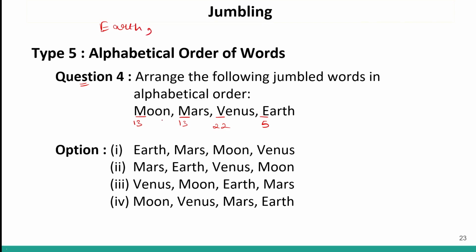Now we have to see whether Moon comes first or Mars comes first. That means we'll move on to the next letter, the second letter. So second letter is O, which is 15, and here we have A, which is 1. So obviously 13 1 will come before 13 15. So the next word will be Mars. Then we'll get Moon, and then we'll get Venus. So our correct answer will be Earth, Mars, Moon, Venus, which is given in option number 1.